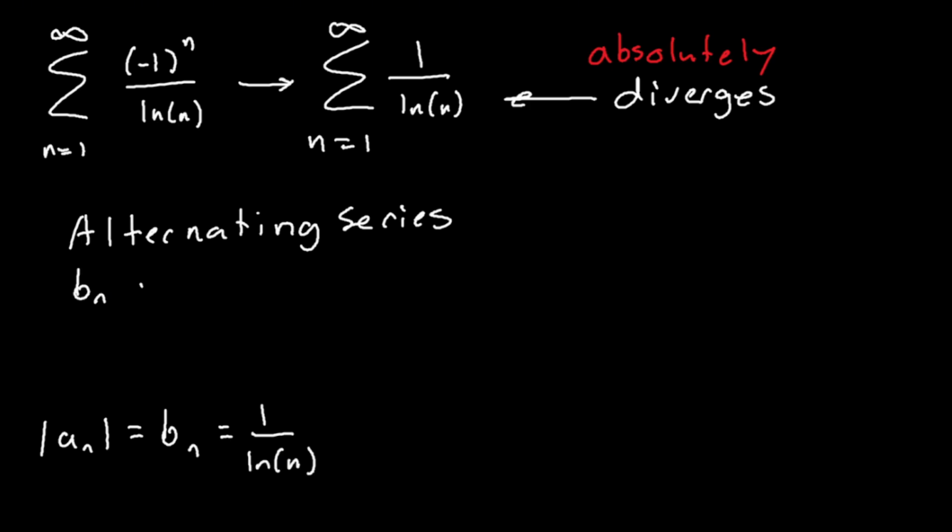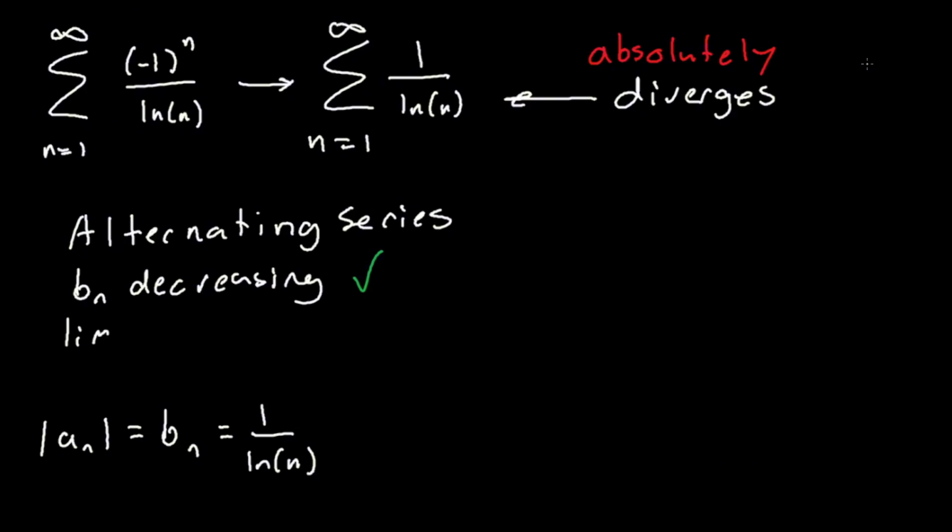So does b_n decrease? Well, it does. All right, b_n is monotonically decreasing, right? Because as you increase the value of n, the denominator will grow. That's how the natural logarithm function works. So as n increases, you're just going to keep going higher and higher in values. Therefore, if the denominator is increasing, your entire sequence is decreasing. So let's put a check mark next to this.